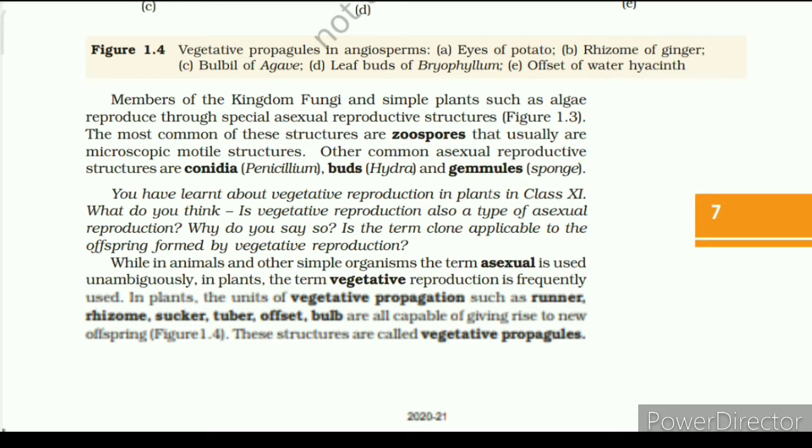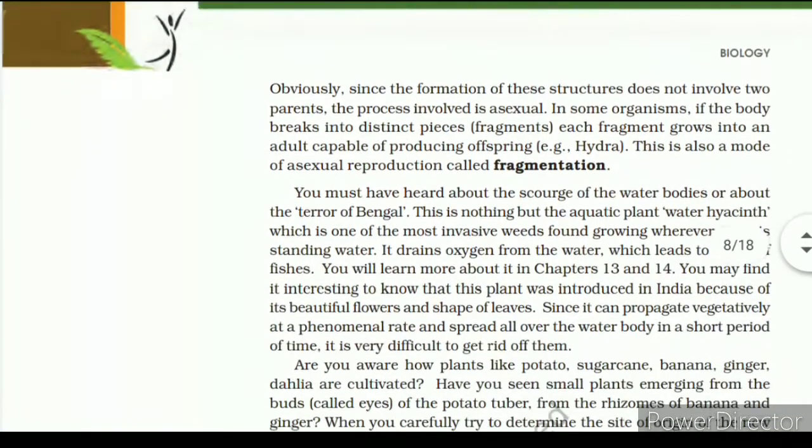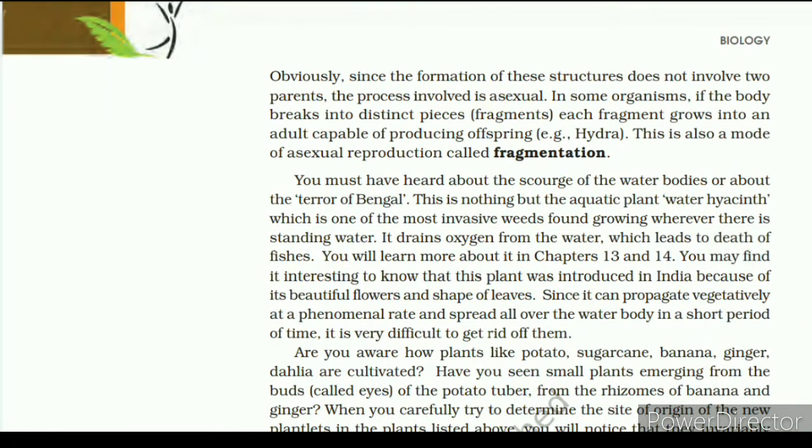While in animals and other simple organisms the term asexual is used ambiguously, in plants the term vegetative reproduction is frequently used. In plants, units of vegetative propagation such as runner, rhizome, sucker, tuber, offset, bulb are all capable of giving rise to new offspring. These structures are called vegetative propagules. Obviously, since the formation of these structures does not involve two parents, the process involved is asexual.